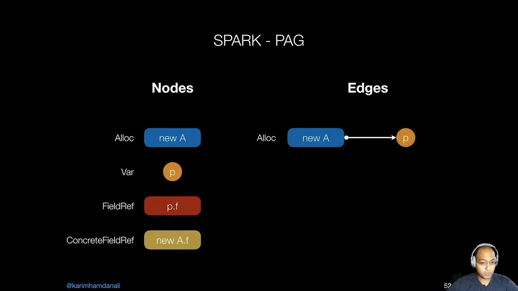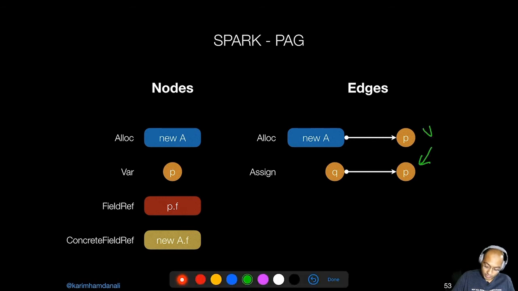We have various types of edges in our pointer assignment graph. We have an alloc edge that connects an allocation site to a variable. An assign edge basically tracks all those assignment statements between variables. If you think of it, this is basically what VTA does, but all the other stuff does not exist in VTA. So VTA only supports this one type of edge from SPARK.